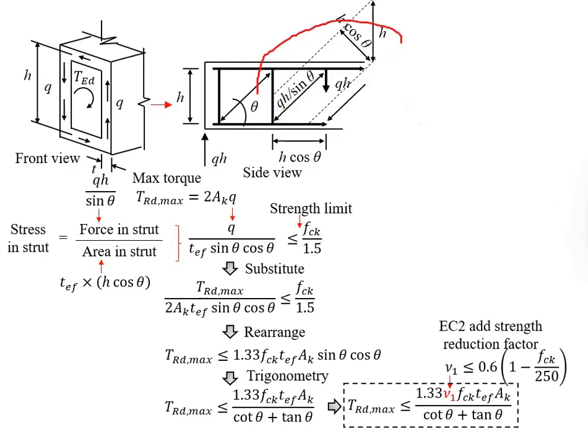Now you need to do some trigonometry derivations. Draw two parallel lines along the angle for the compressive strut. Assuming this angle is equal to theta. Extend the parallel line and then draw one vertical line downwards. This height here will be equivalent to this height.